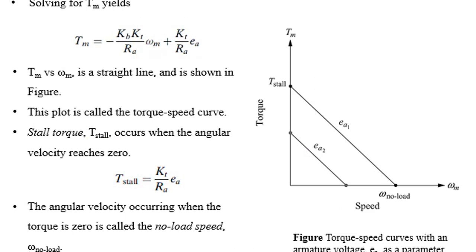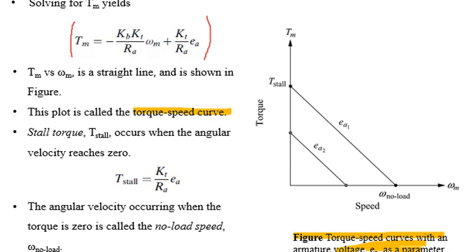Dear students, now we will solve the equation from the last slide and will reach an equation which relates motor torque with angular velocity, and the graph of motor torque versus angular velocity is shown in the figure. For any constant applied voltage EA, we will have a torque to speed curve, and this plot is known as the torque speed curve. Now to find the constants, we will find the intercepts of these curves.